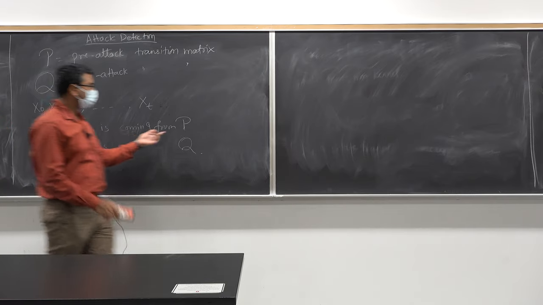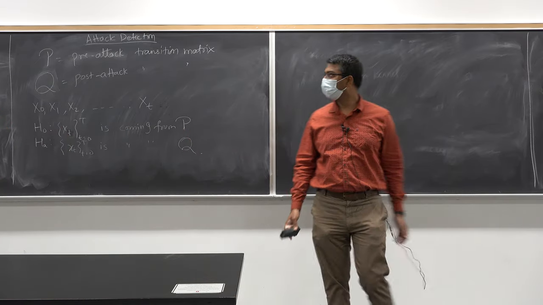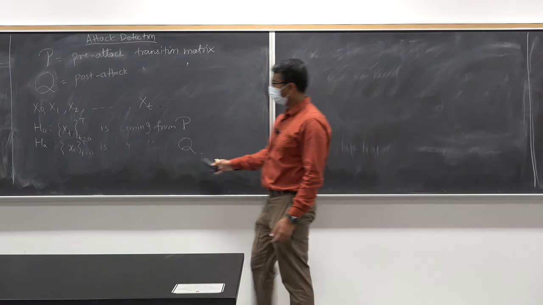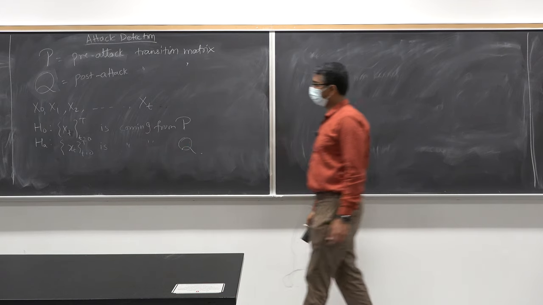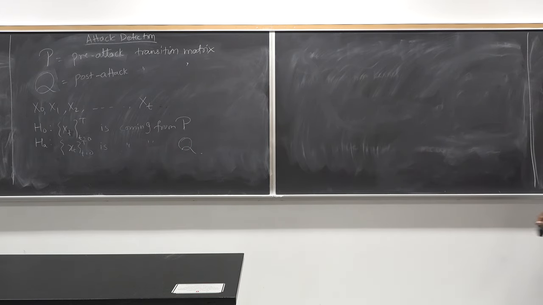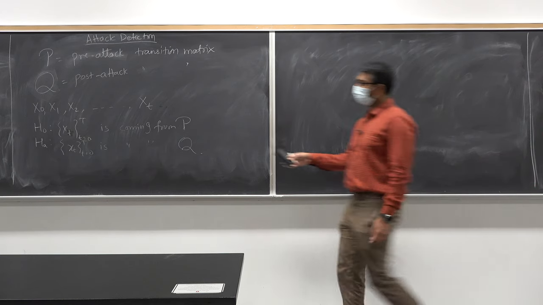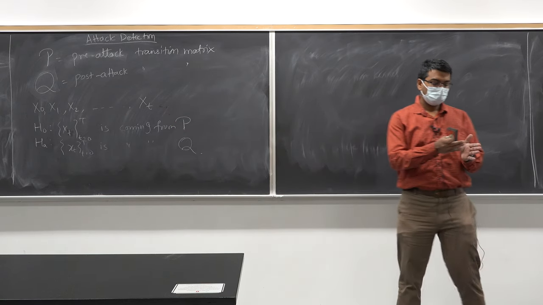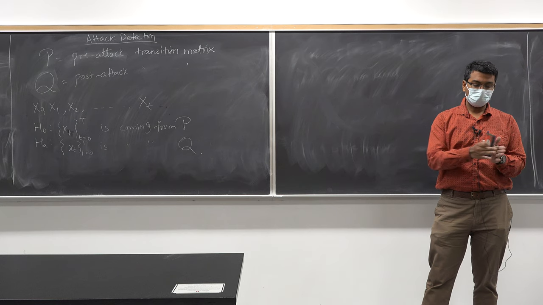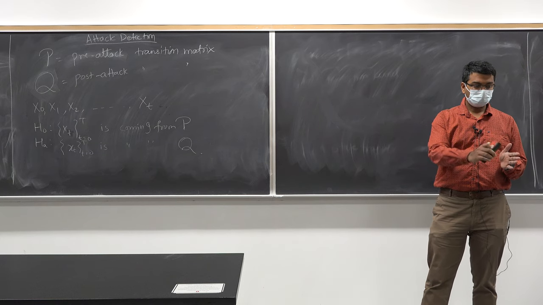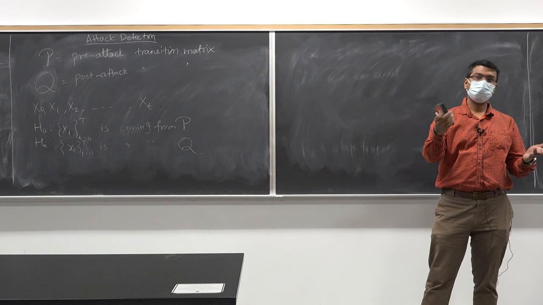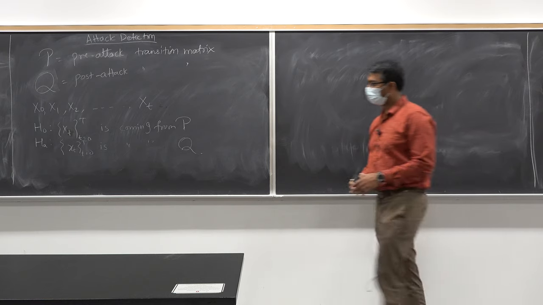So my states are getting generated from P, which is the known pre-attack transition matrix, or alternatively, my state is coming from Q, which is a post-attack transition matrix. Now, of course, the attack is going to happen at some unknown time within this time period. So I'm looking at a 12:30 to 1:30 p.m. interval, and the attacker is going to start attacking at 12:47 p.m.